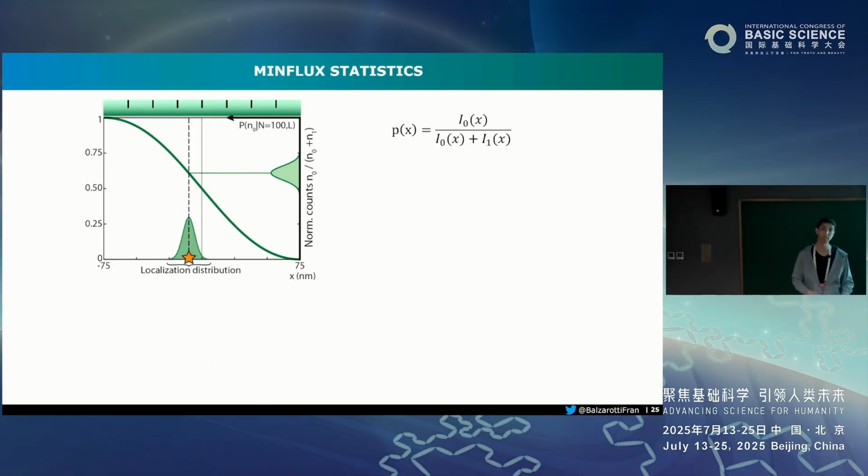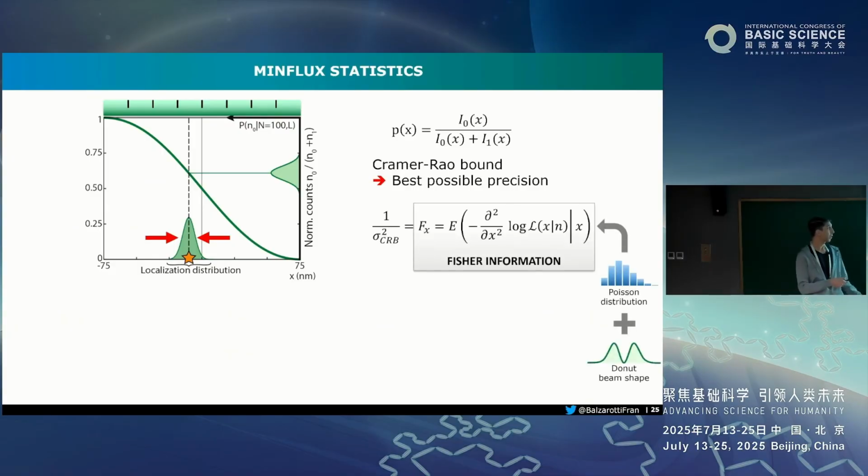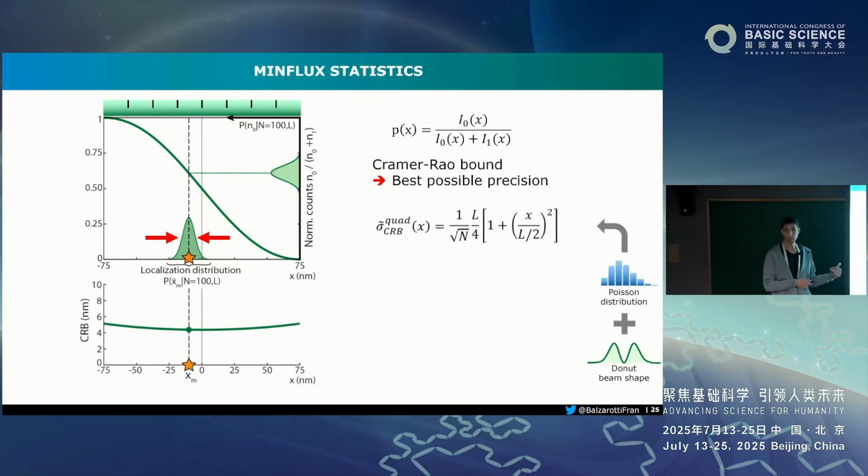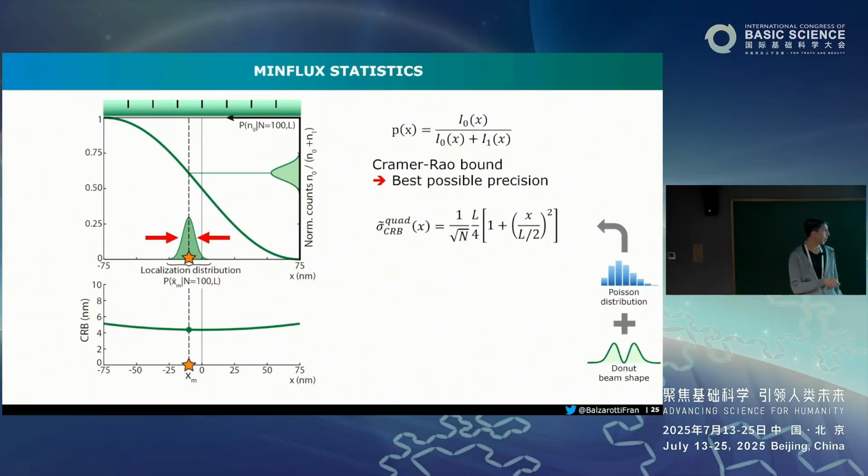We want to know if this is better than other localization strategies. And for that, we can apply the Cramér-Rao bound. So we want to know how narrow this can be. And for that, one can plug in the Poissonian distribution of the count, the geometry of the beams, compute the Fisher information, and if you do that, it turns out that you get this very innocent-looking quadratic function here that if you evaluate near the origin, you get this very nice surprise.